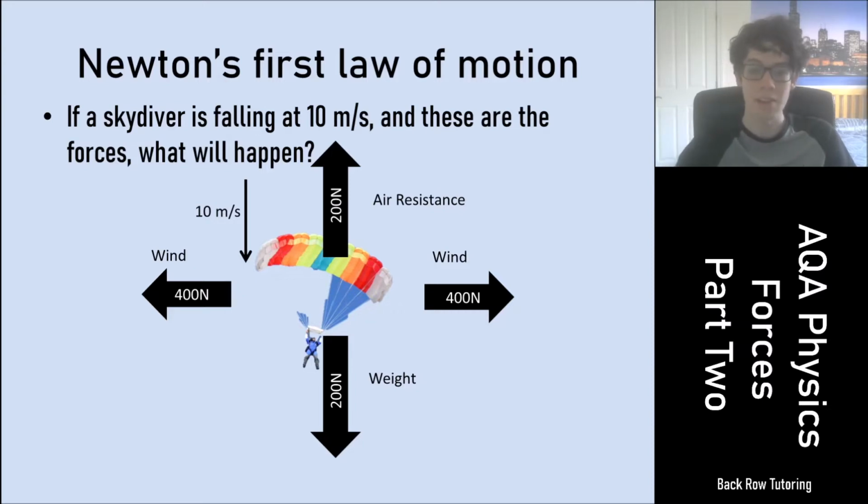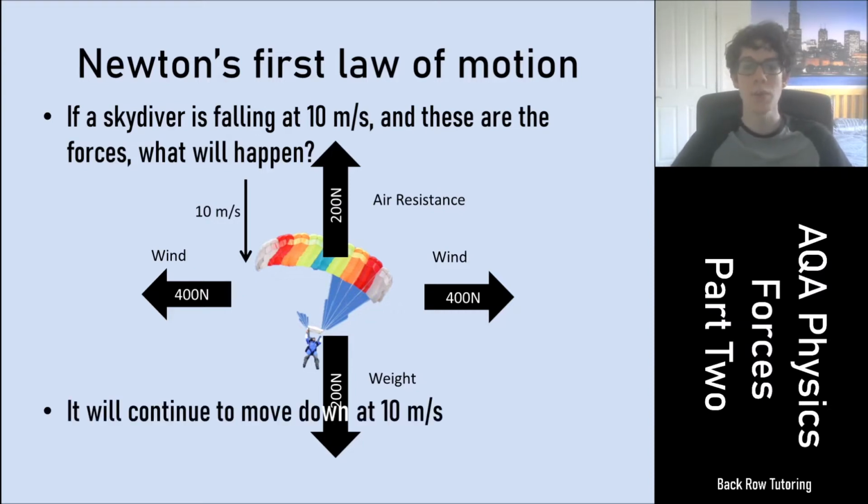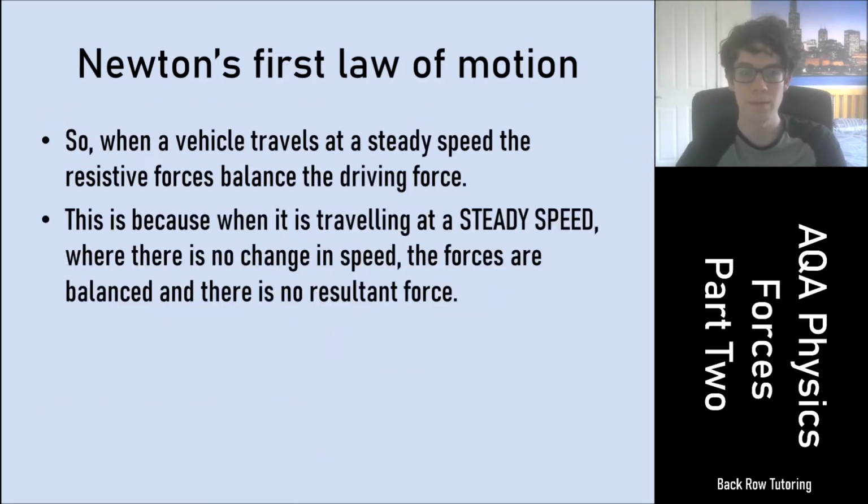Well, let's have a look. It will continue to move down at 10 meters per second. Because the skydiver was moving down at 10 meters per second, and there is no resultant force, the skydiver will continue to move at a constant velocity of 10 meters per second.